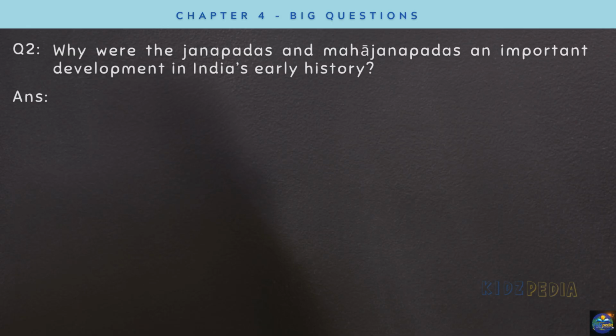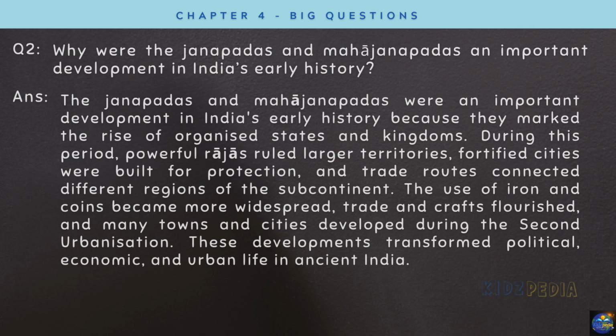So, you can write the answer as: the Janapadas and Mahajanapadas were an important development in India's early history because they marked the rise of organized states and kingdoms. During this period, powerful Rajas ruled larger territories, fortified cities were built for protection and trade routes connected different regions of the subcontinent. The use of iron and coins became more widespread, trade and crafts flourished, and many towns and cities developed during the second urbanization. These developments transformed political, economic and urban life in ancient India.